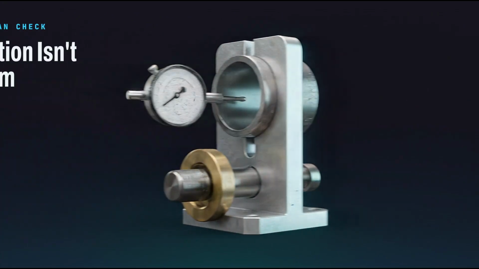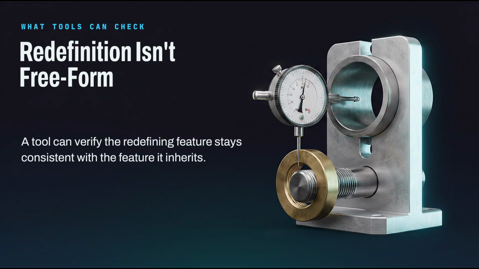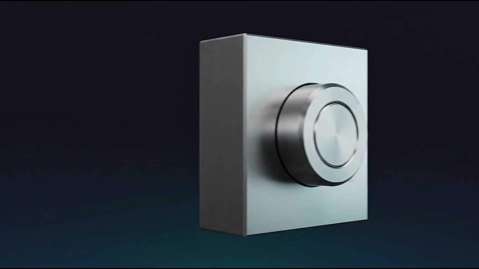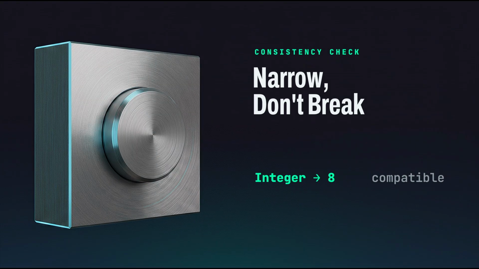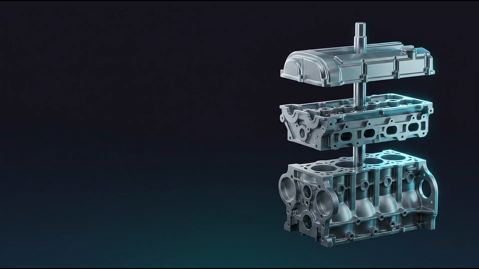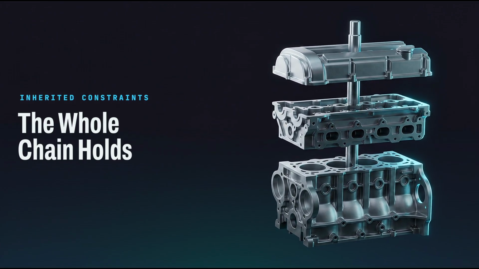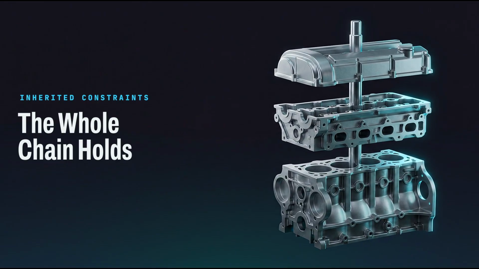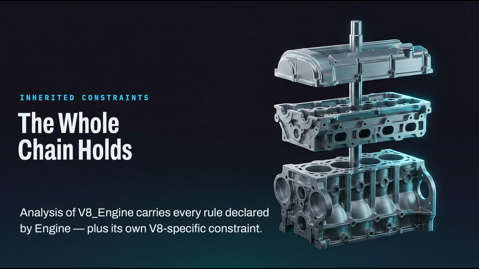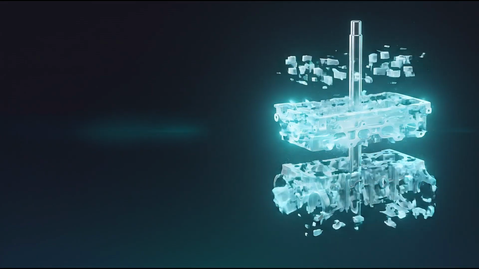Redefinition is not a free-form replacement. A tool can check whether the redefining feature remains consistent with the feature it inherits. Narrowing an inherited integer-valued cylinder count to 8 is compatible. Redefining that feature as a string would not be compatible with the original typing. Tools can also retain the specialization hierarchy and inherited constraints. So analysis of V8 engine includes the rules declared by engine as well as its V8 specific constraints.